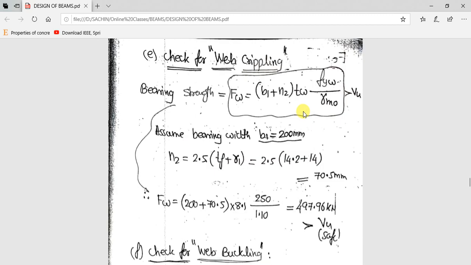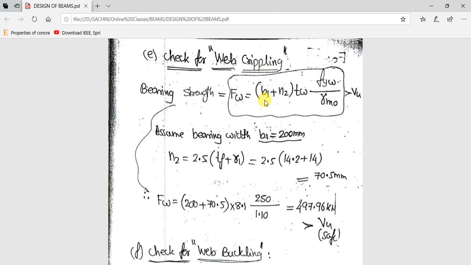So the next check you are having is for web crippling. It is given by this formula over here, which is available in the code book. The bearing width is not mentioned in the question, so you can assume it as either 230 or 200. Bearing width, or the support, is nothing but the width of the column on which the beam is resting.